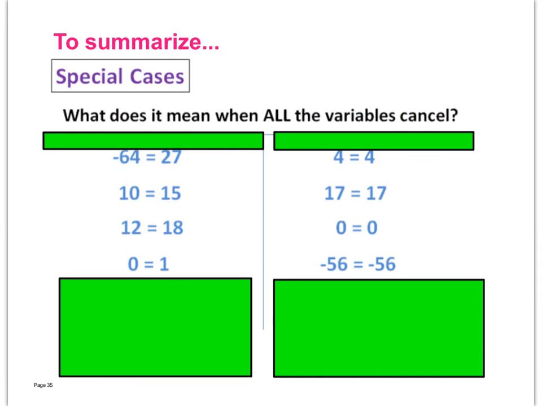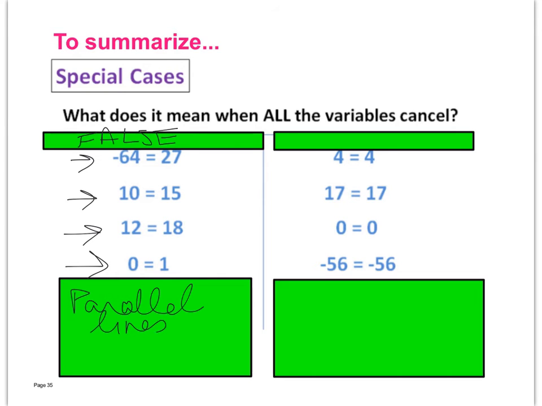All right. Now, what happens when all the variables cancel? When you substitute in and all the variables cancel, you get something weird like this. Negative 64 equals 27. 10 equals 15. 12 equals 18. 0 equals 1. That's not possible. This is completely false. What happens is that you have parallel lines that never touch, so they never have an intersection point. So there's no crossing points, or no solutions to the system.